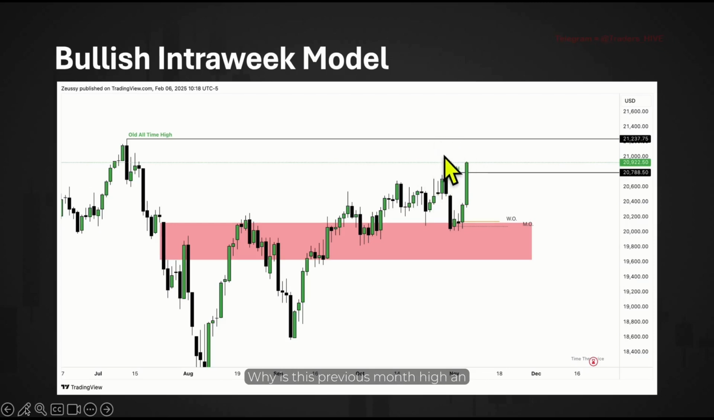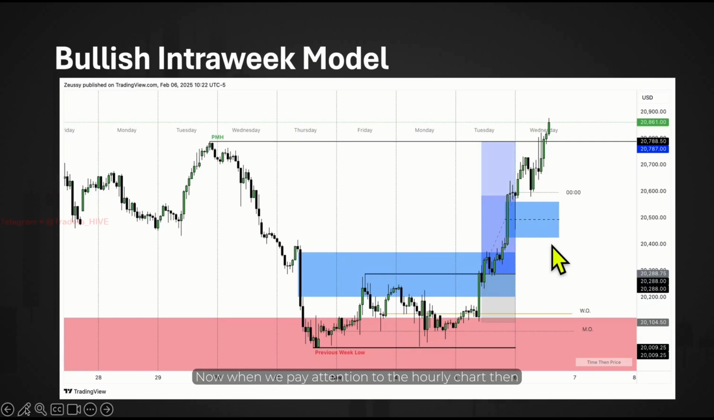Why is this previous month's high an important buy-side liquidity pool? Because of the fact that it got engineered in advance of the old autumn high. So you have a monthly high right here. And next to that you have an old autumn high right here as well. So you have two key buy-side liquidity pools that are close to each other that we can anticipate to be raided.